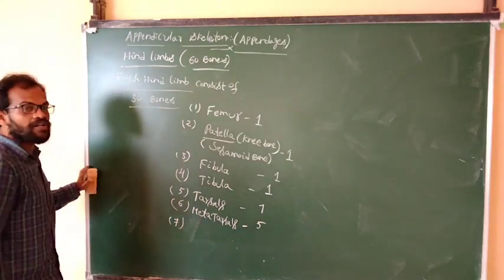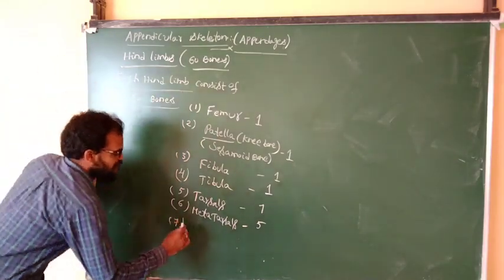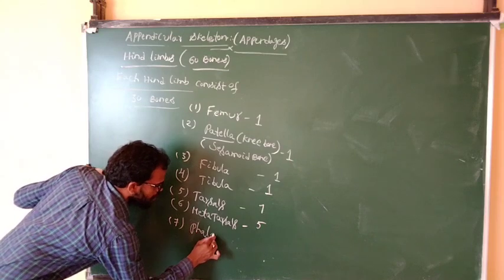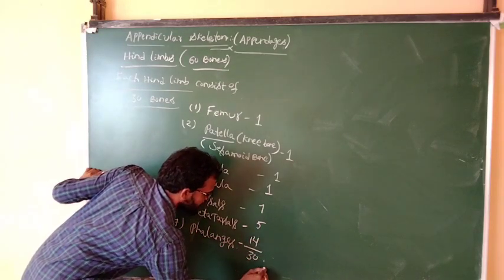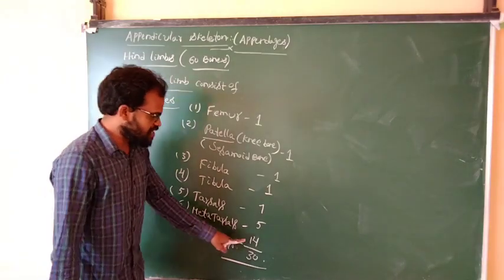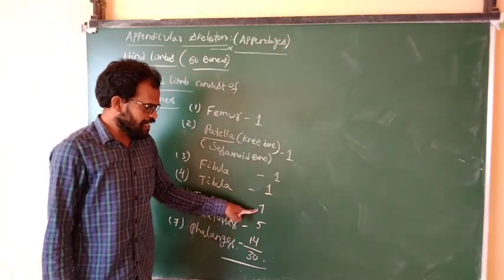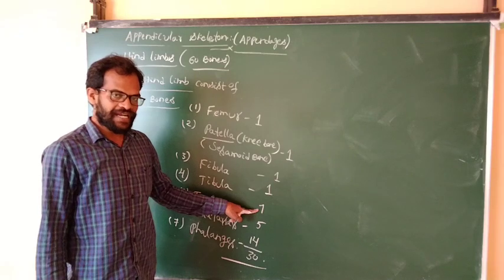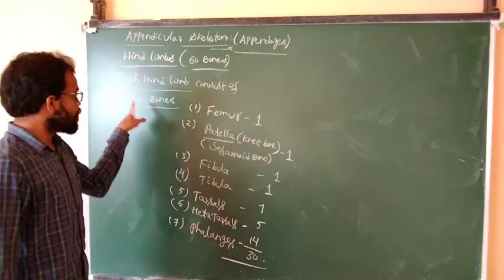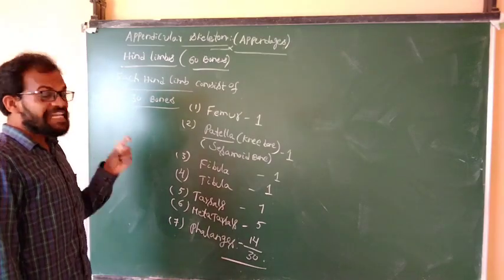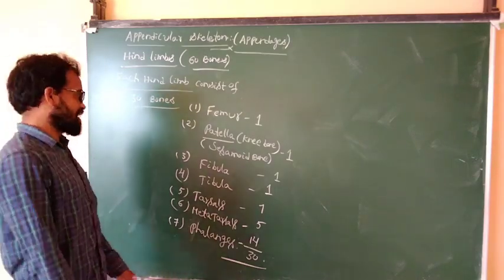The next part of each hind limb, phalanges. How many phalanges? 14. Total 30. 19 plus 7, 26, 27, 28, 29, 30. Each hind limb consists of 30 bones.